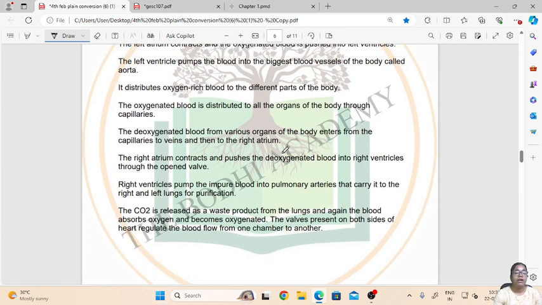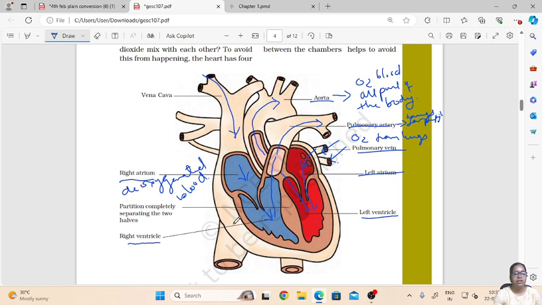So the right ventricle pumps the blood into the pulmonary artery to carry it to the lungs for purification. Here the CO2 is released as a waste product from the lungs, and again the blood absorbs oxygen and becomes oxygenated, and the valves present on both sides of the heart regulate the flow of blood from one chamber to another. So this is how the oxygenated and the deoxygenated blood gets circulated from the heart to the lungs and from the lungs to the heart. And this is how the heart is helping in circulation.